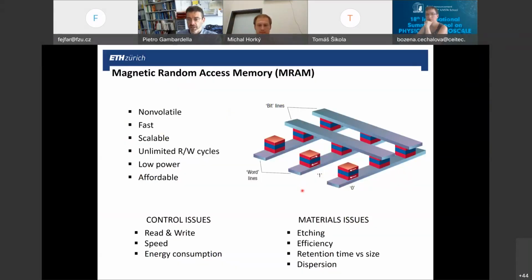Okay. So here, what one would like to achieve is a non-volatile, fast, scalable memory that should also withstand many read and write cycles, should be low power, should be cheap. Okay, so this is asking a lot, of course, and not all of this is always possible at the same time. So this is why we have different types of memories for different specific applications. Okay. And there are, of course, many material and engineering issues that go together.